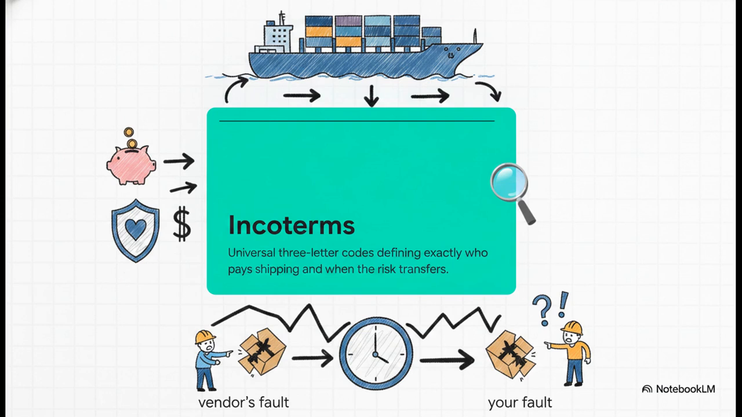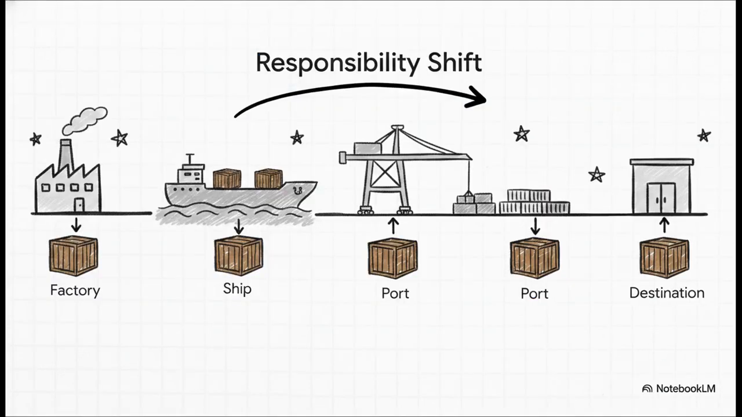So let's break it down. In simple words, Incoterms, which stands for International Commercial Terms, are these universal 3-letter codes, and they basically do 3 very specific things. They define exactly who pays the shipping costs, who pays for the insurance, and, this is the big one, the exact physical moment the risk of loss transfers from the seller to the buyer. This whole concept is really about pinpointing exactly when a disaster stops being the vendor's fault and instantly becomes your problem. Let's quickly run through the 4 major codes you're definitely going to encounter.